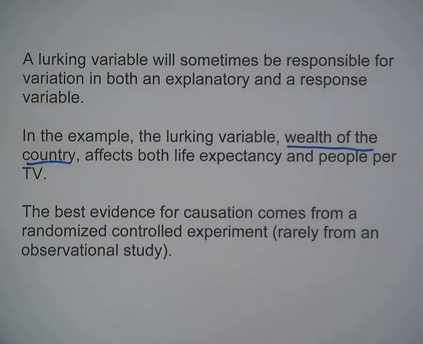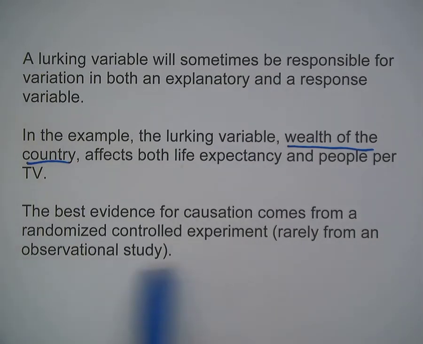Because you have this lurking variable, it's important that you don't say that there's a cause and effect here. The best evidence for causation comes from a randomized controlled experiment, rarely from an observational study. The data that was collected here came from an observational study because you're just observing life expectancy and then the people per TV ratio. You're not imposing any sort of treatment to look for a change. It was just an observational study.